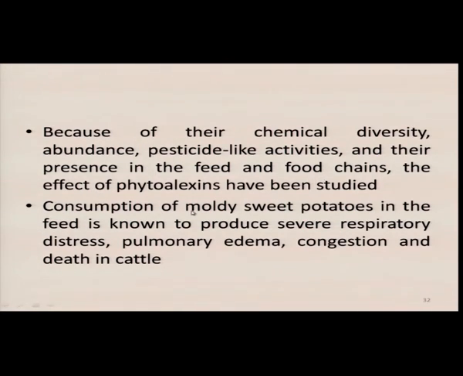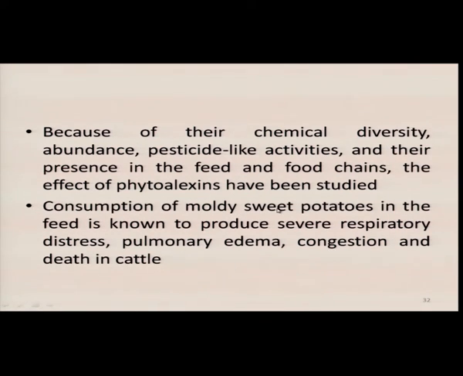Because of their chemical diversity, abundance, the pesticide-like activities and the presence in the feed and food chains, the effects of phytoalexins have been very well studied. They are produced in large quantities, extremely diverse, because they are just modifications of the normal components present in the plant, and highly effective pesticides. Since they are produced by plants, when a plant is growing up, if it is going to produce a phytoalexin in response to a particular stress, that phytoalexin is going to be present in the plant or the plant product when you consume it. So, it is present in the food chain or in the apparent food web. You need to know whether the consumption of this phytoalexin is going to be toxic or allergic. What sort of an effect does it have when humans or animals consume this particular product?